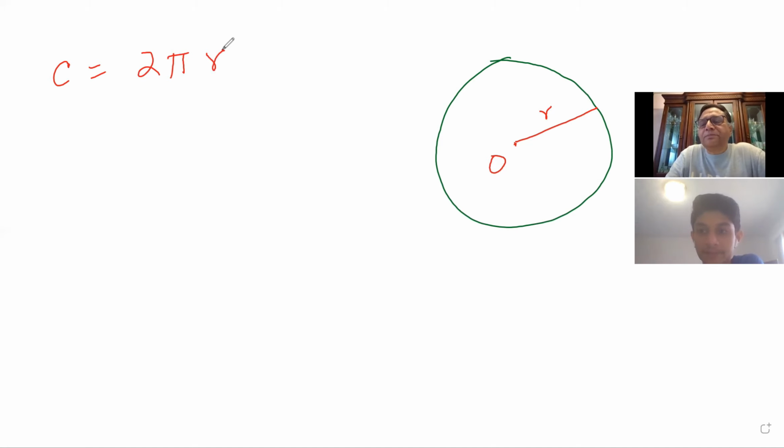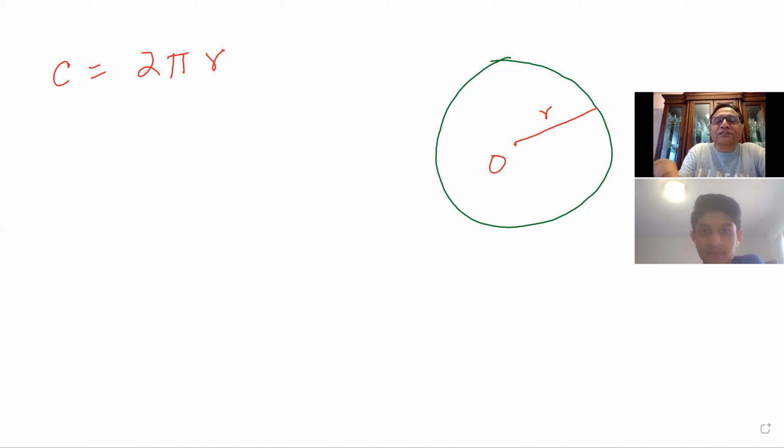Now, the difficulty in case of circles is that how do we measure the circumference? It is very difficult to measure the circumference because it is a curved surface. Get the idea? Yes. It is a curved surface. So let's go back a bit and understand how Egyptians figured it out, right?